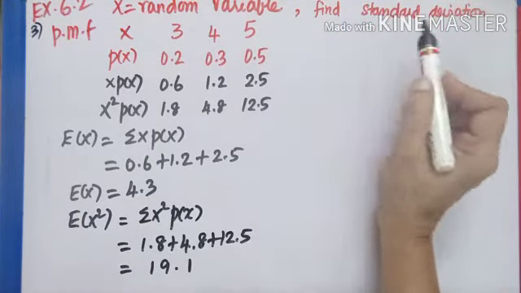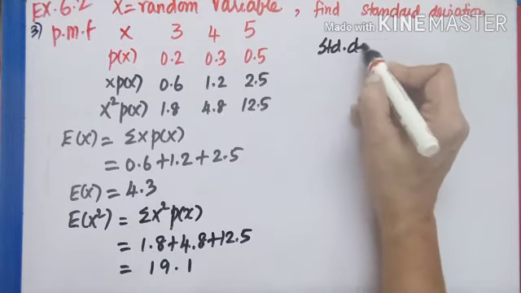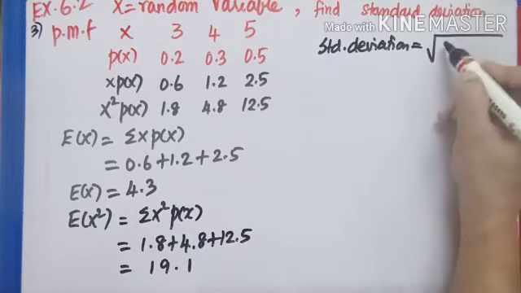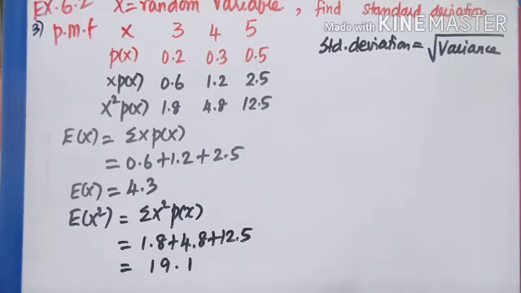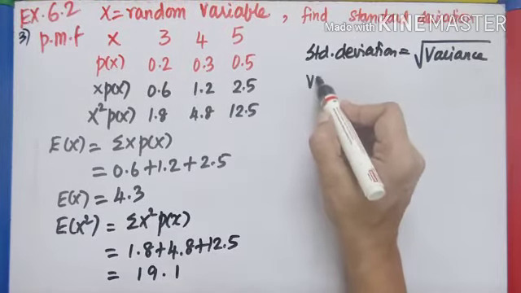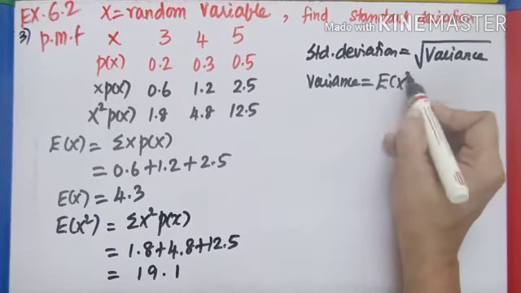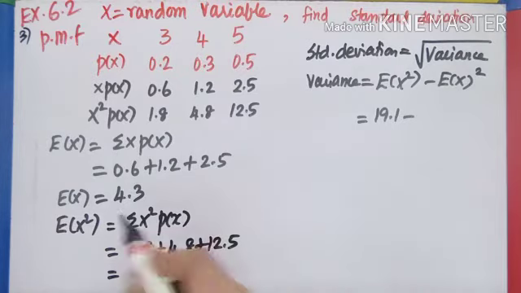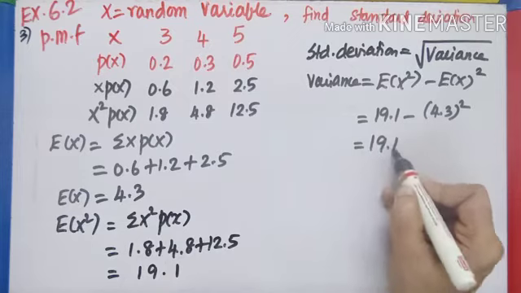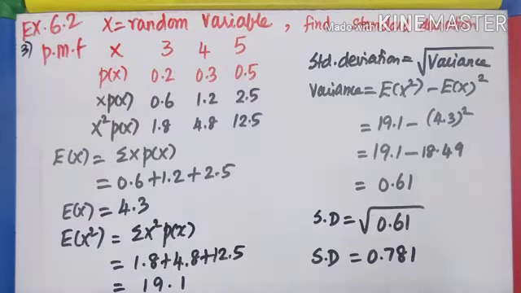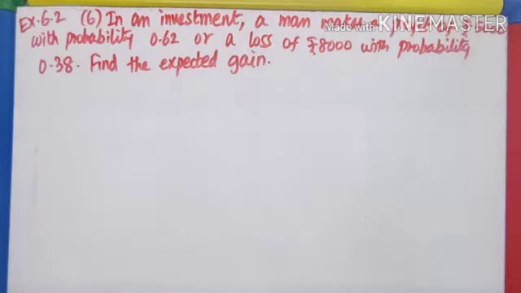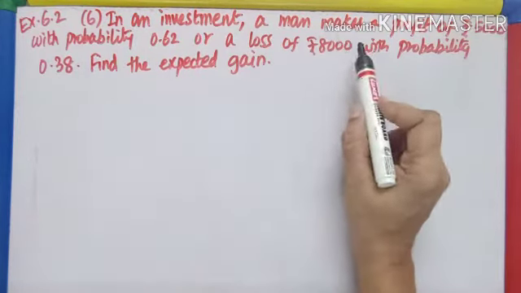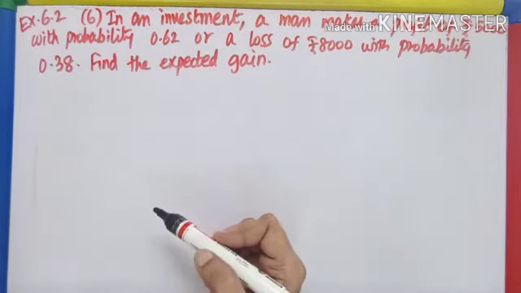Now, what is the question? Standard deviation. Standard deviation is equal to positive square root of variance. Now we'll find out what is variance. Variance formula: E of x square minus E of x the whole square. E of x square is 19.1. E of x the whole square is 4.3 the whole square. Use your calculator, simplify the answer. 18.49. As we subtract, we get 0.61. Standard deviation is square root of variance, which is 0.781.